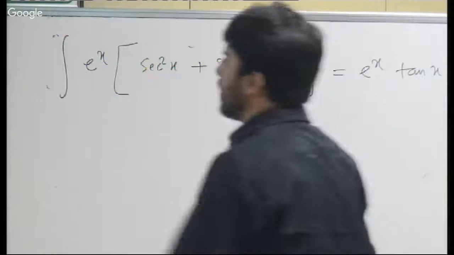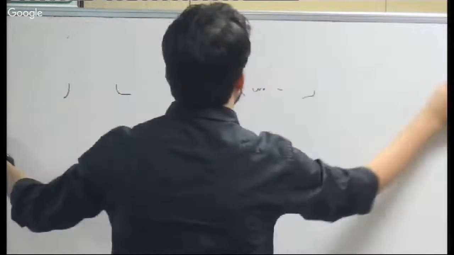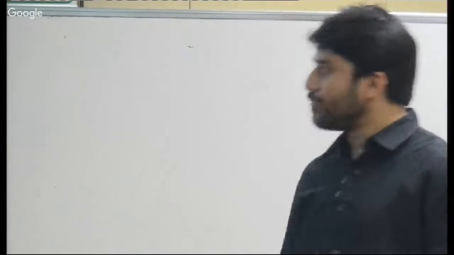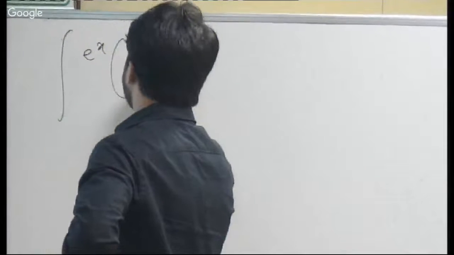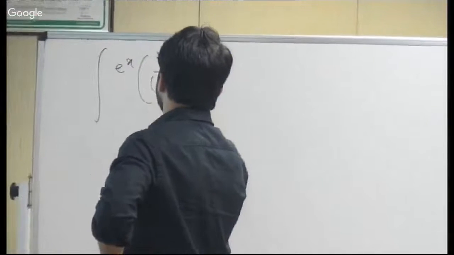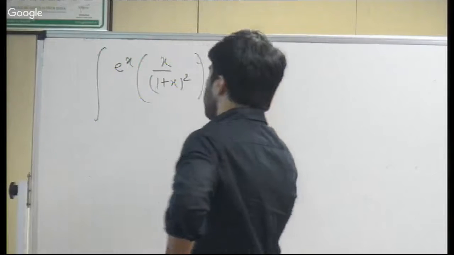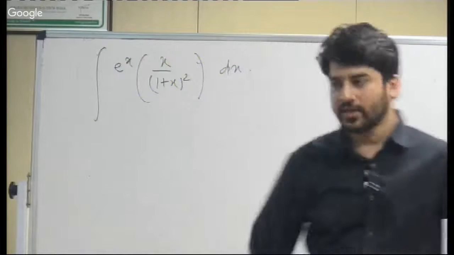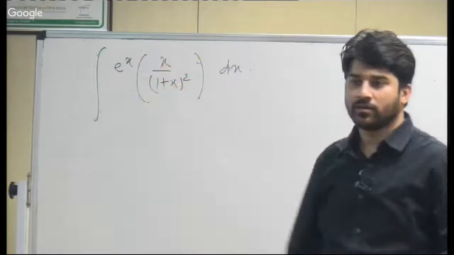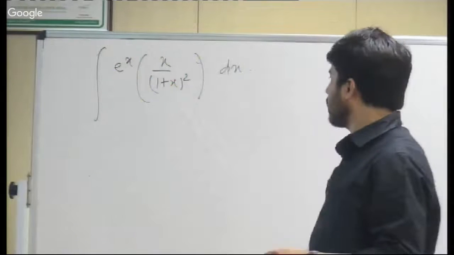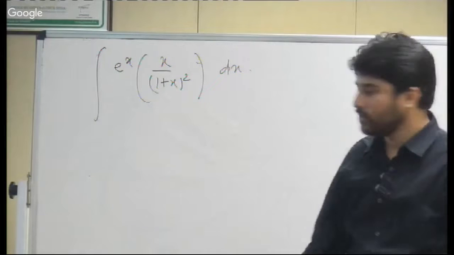Now see the next part. x e to the power x upon 1 plus x square. So I see that it's nothing but e to the power x into x upon 1 plus x square. Right? I can do a little cooking up with this. I can do plus 1 minus 1. So what will I get?